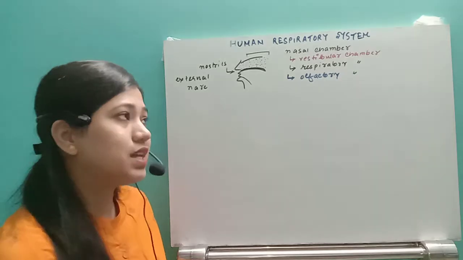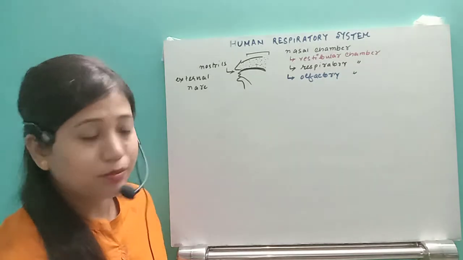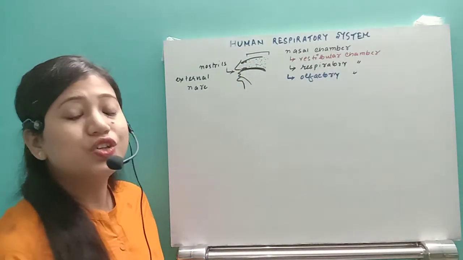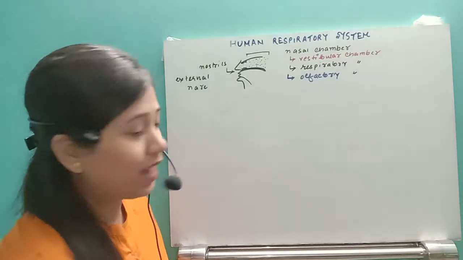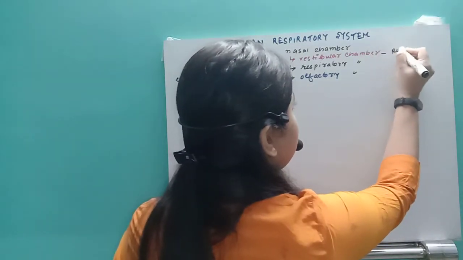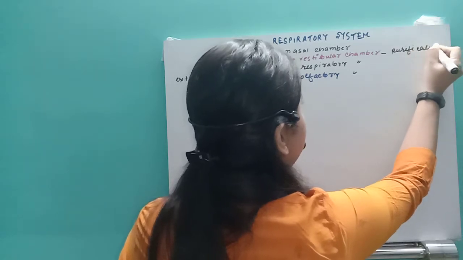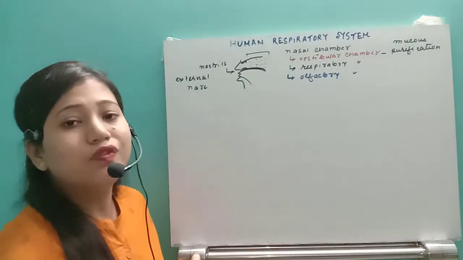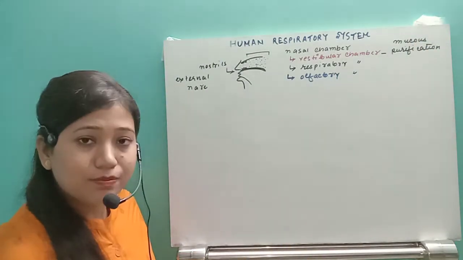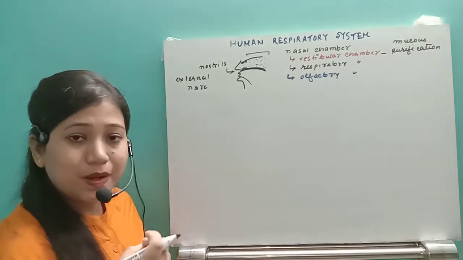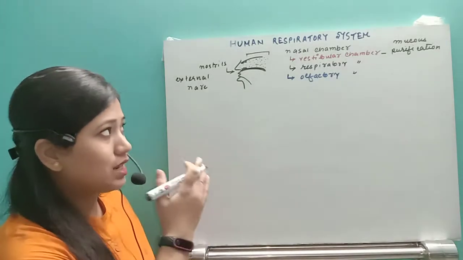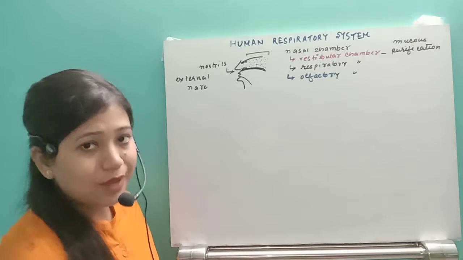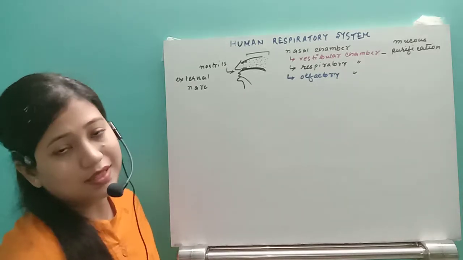So first of all, let us see the function of the vestibular chamber. Remember, in this vestibular chamber the lining is provided with hair, which helps in purification of the air. It is provided with mucus cells, and this mucus will trap any dust particle or foreign particle if it enters with the inspiratory gas. Then in the first part of the nasal chamber, that is the vestibular chamber, the air gets purified. So this is the function of the vestibular chamber.